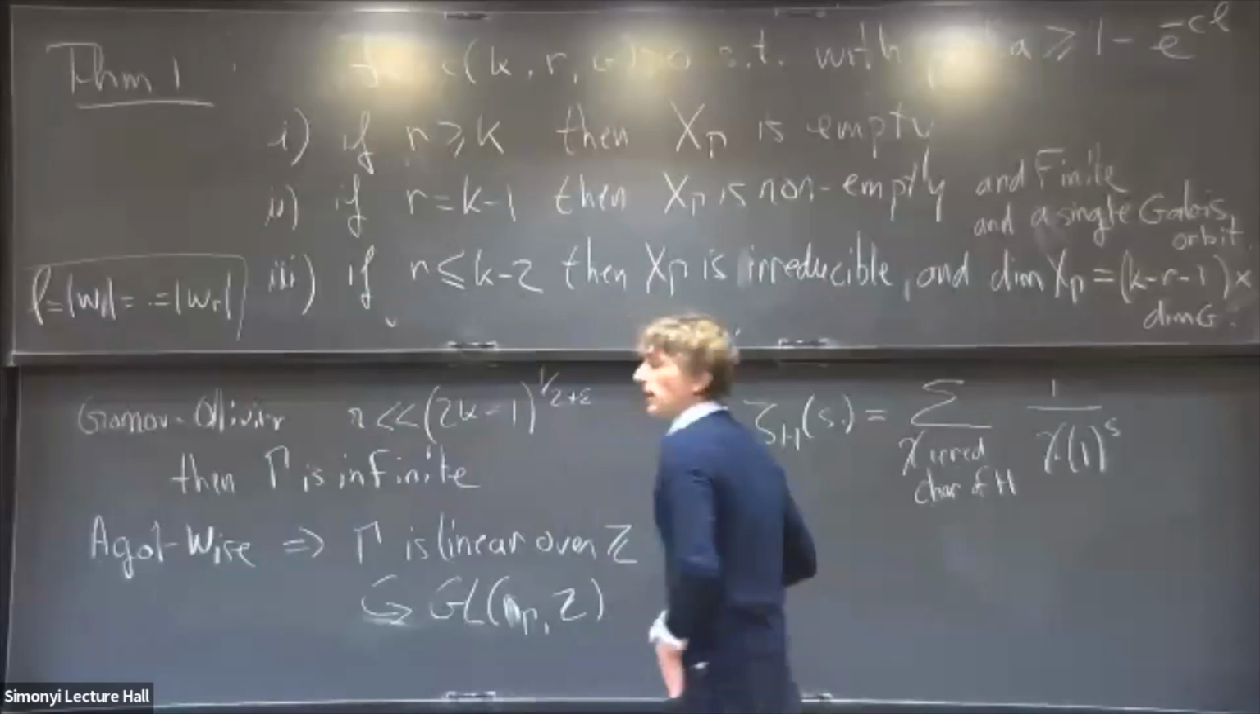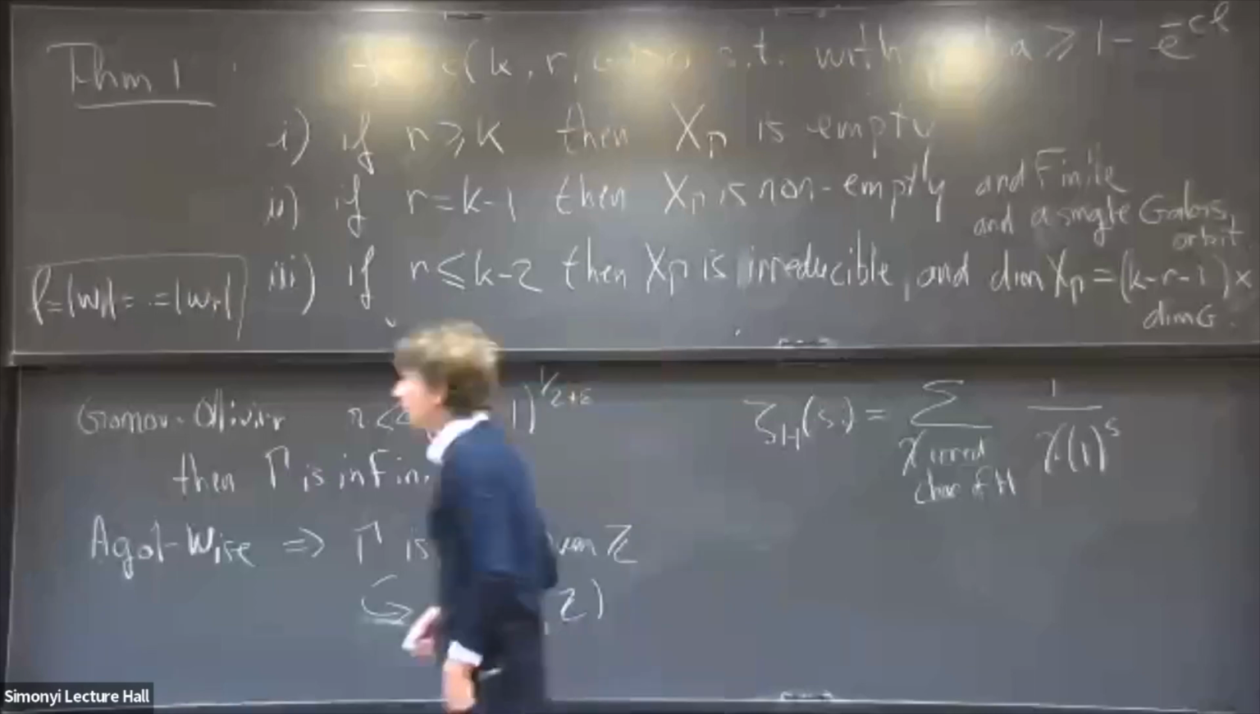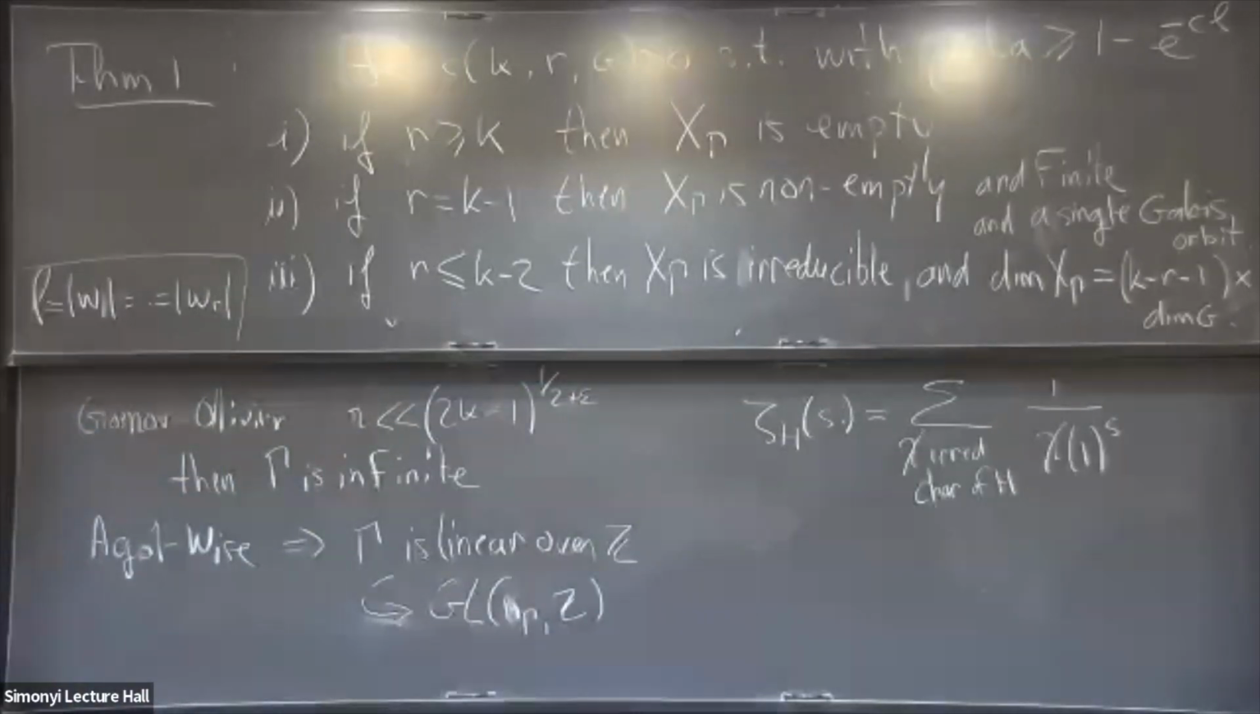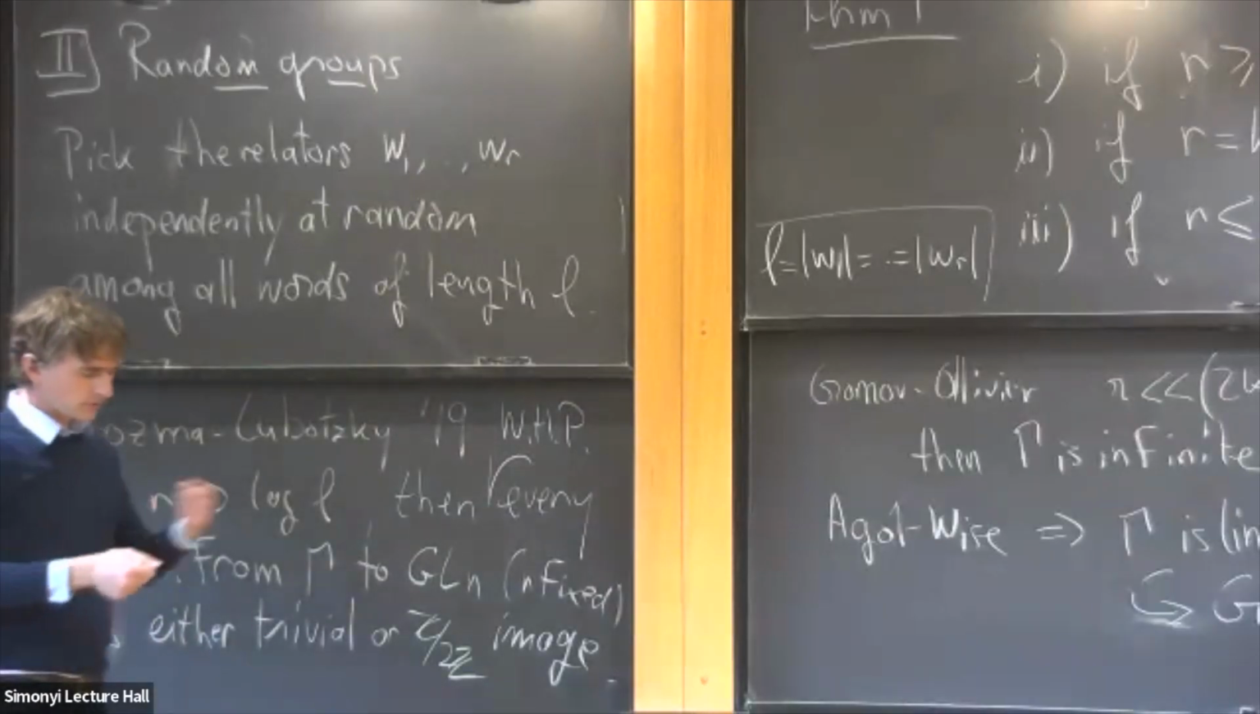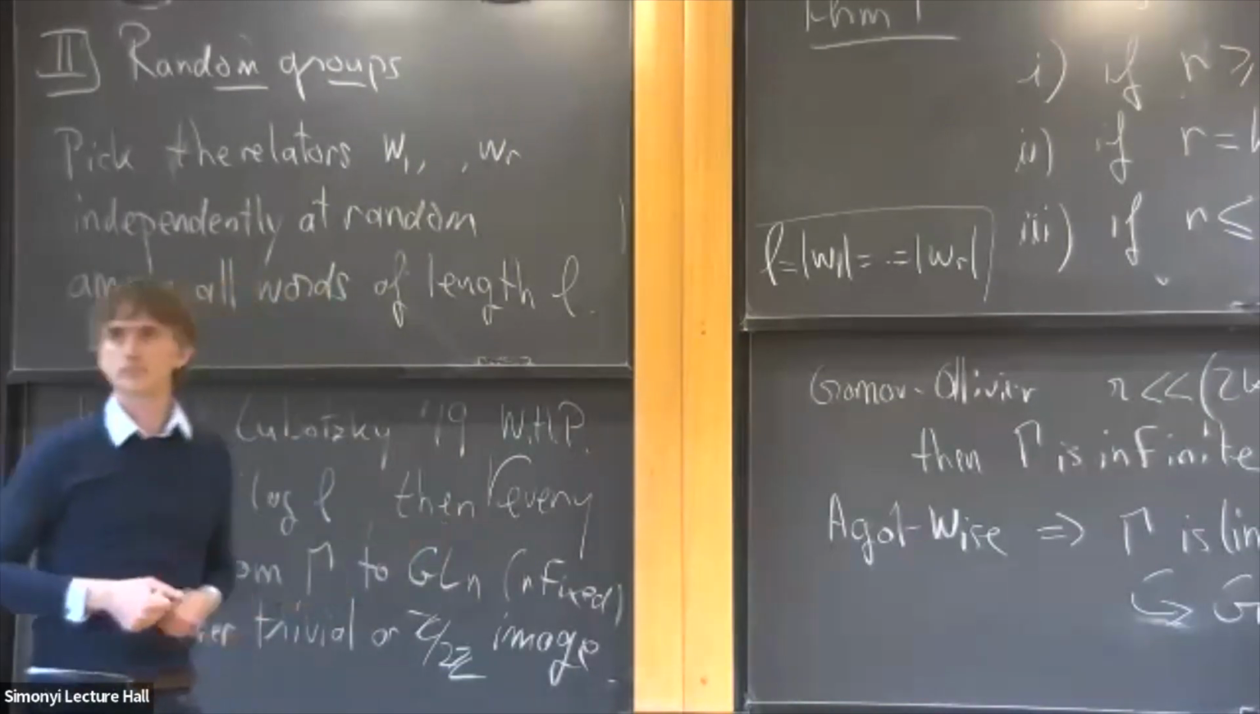I assume it's quite robust in terms of how you choose a random element. It's quite robust, yes. So we can either choose it uniformly on the sphere or on the ball. We can also take random walks.